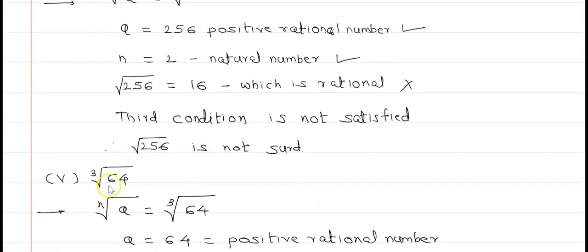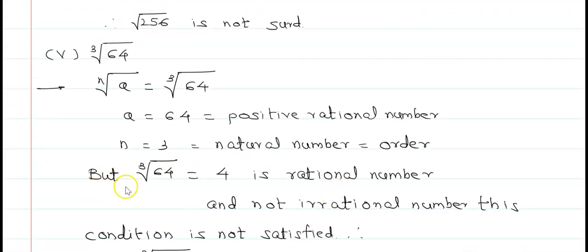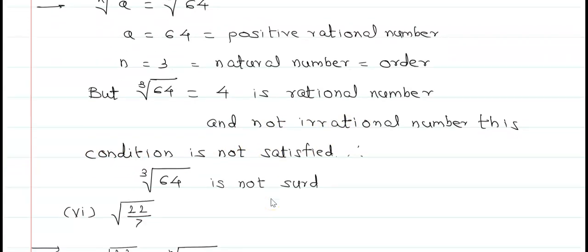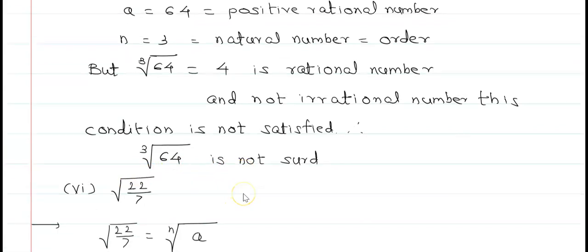And the next is the cubic root of 64. Again, here is the nth root of a. Here a is equal to 64, which is a positive rational number. n is equal to 3, that is a natural number, that is the order. And the cubic root of 64 is equal to 4, a rational number, which is not an irrational number, therefore the third condition is again not satisfied. Therefore the cubic root of 64 is not a surd.